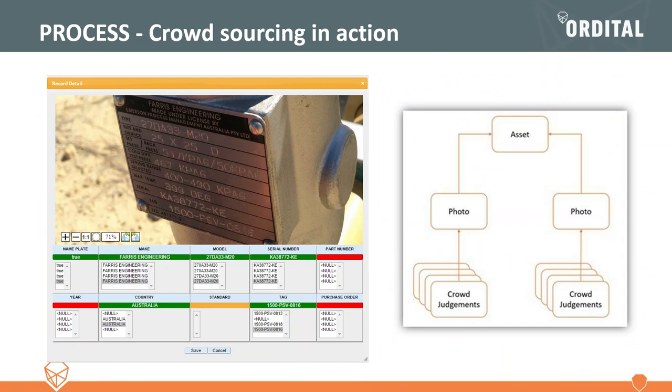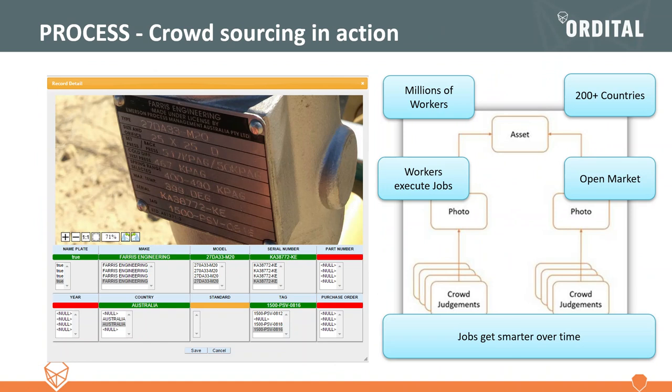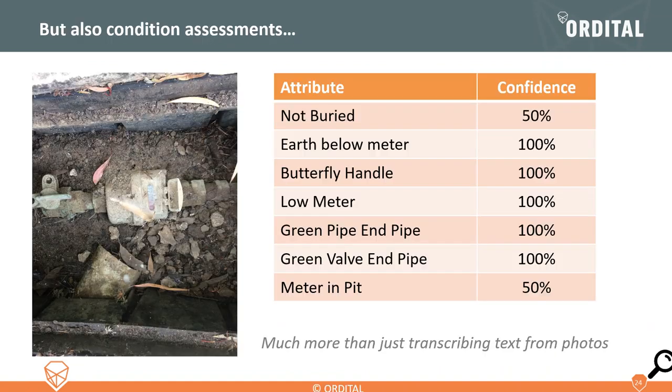It's very, very fast, so we can plug into literally millions of workers around the world, and they execute those jobs. So we build those jobs to get smarter and smarter over time to ask questions that people answer. And it doesn't just have to be questions of please enter this text. It might be condition-based information.